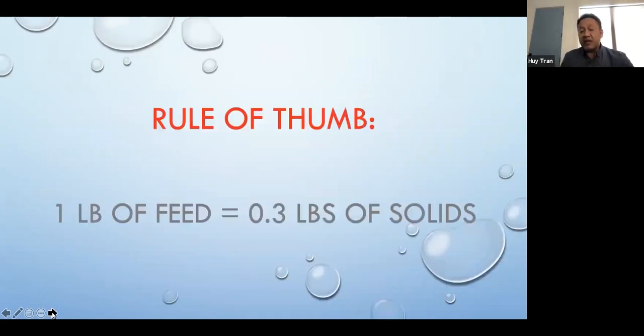Basic rule of thumb, for every pound or every kilo of feed, you're going to end up with 0.3 pounds or 0.3 kilos of solids. So basically a third of your solids is going to come from the amount of feed that you put in.